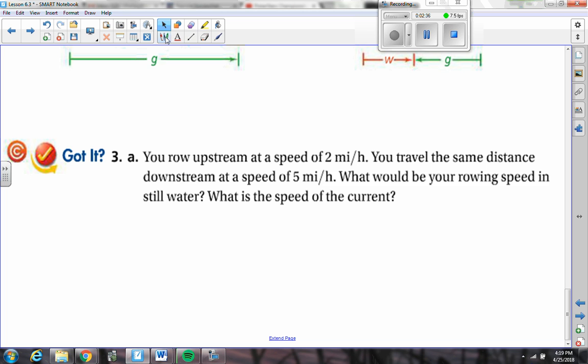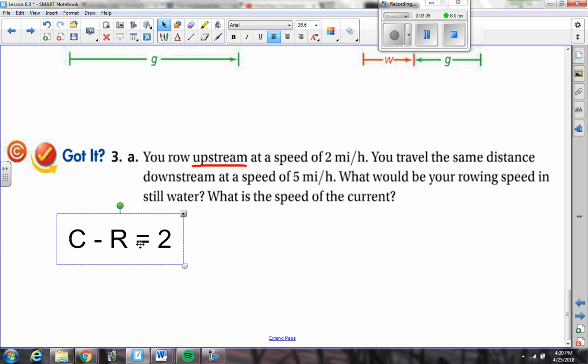Okay, so this scenario is actually quite easy to solve with a system of equations. What we have to understand is when we are rowing upstream, the two speeds are working against each other. So the speed of my canoe is being subtracted by the speed of the river. And in the end, you can see here that my upstream speed is 2 miles an hour, so C minus R equals 2.